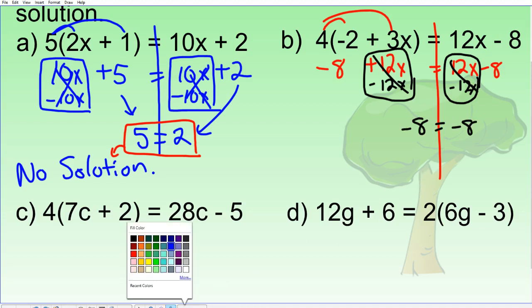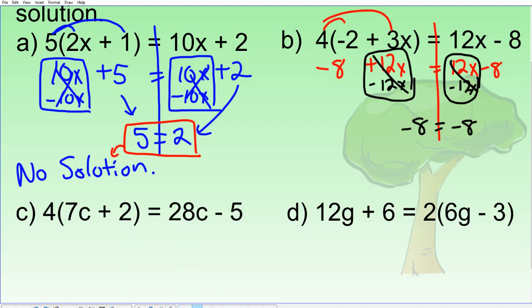Now, is that true? Does negative 8 equal negative 8? Yes, it's the same number. They are equal to each other. So since these are equal to each other, this is the other special answer we get. This one is called all real numbers. Or if I write out numbers for you. It's all real numbers, meaning that every single number you can possibly imagine is a solution to this problem.